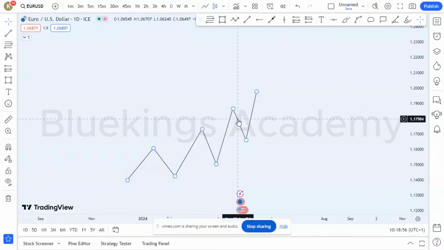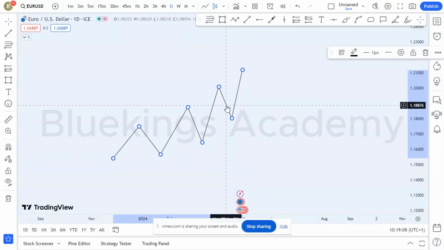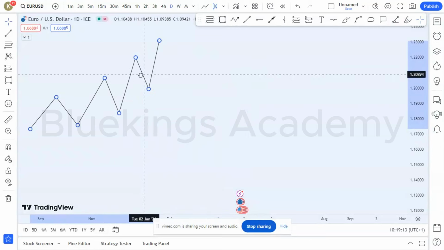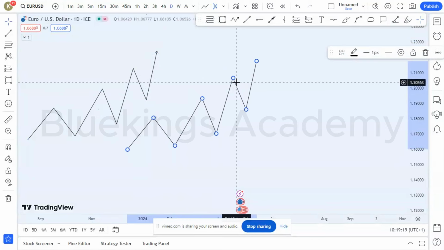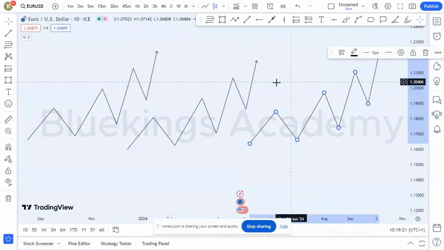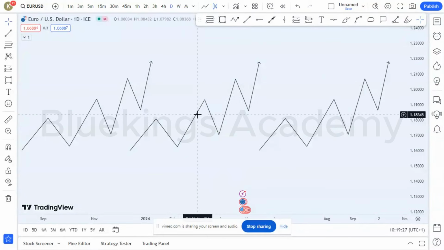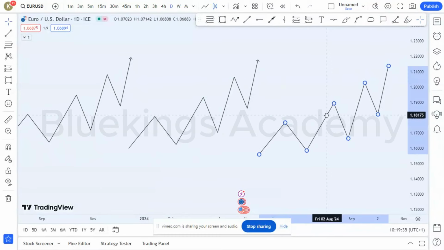Both in the uptrend and downtrend market, we have these structures split into three. The uptrend market is split into three and the downtrend market is also split into three. But I'm going to start with the uptrend market first. It's split into external, internal, and fractal. Mind you, the external is bigger, the internal is medium, and the fractal is the smallest one.